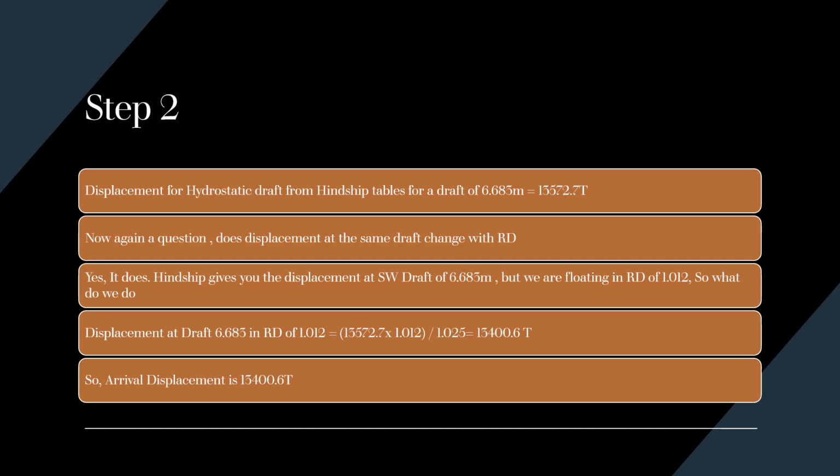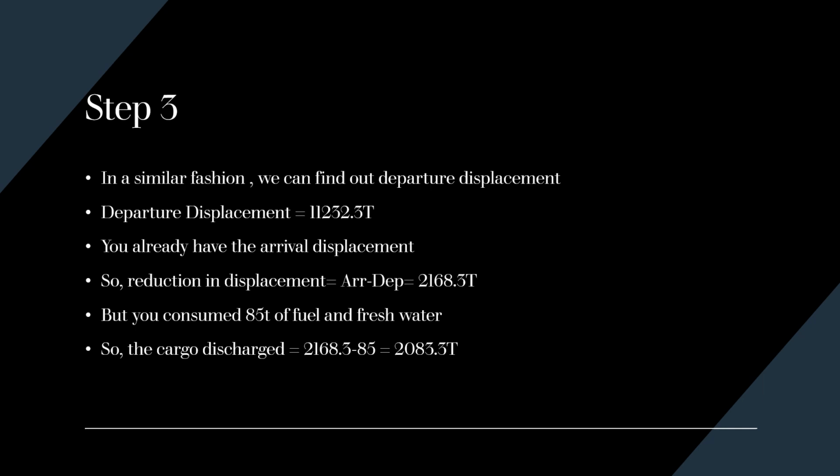Hindship gives you the displacement in salt water. So if you want to get the displacement in any other relative density, divide it by 1.025, which in essence gives you the underwater volume, and then multiply it by whatever relative density that you want. Okay, I hope this is clear, and then moving on.